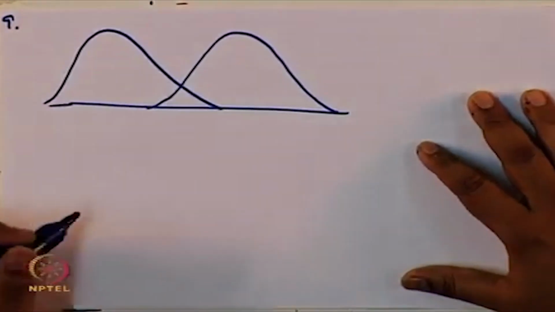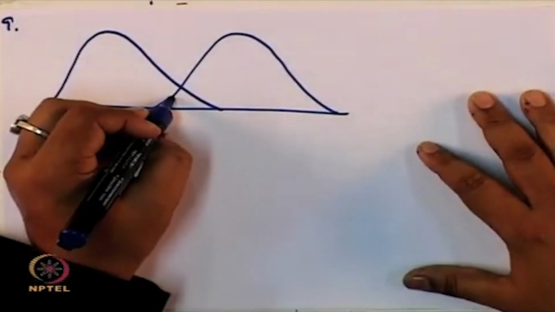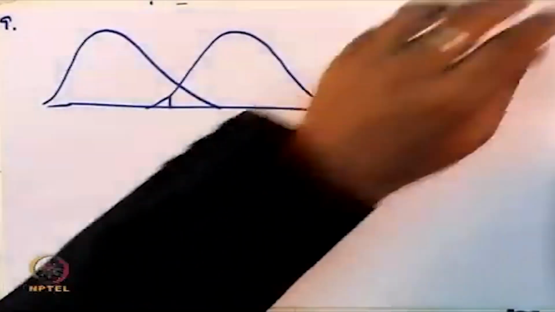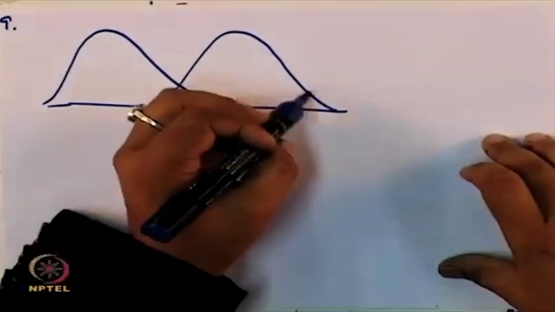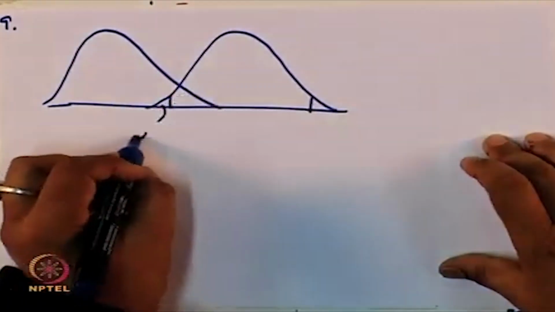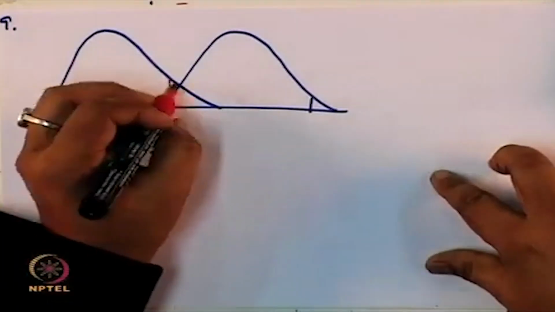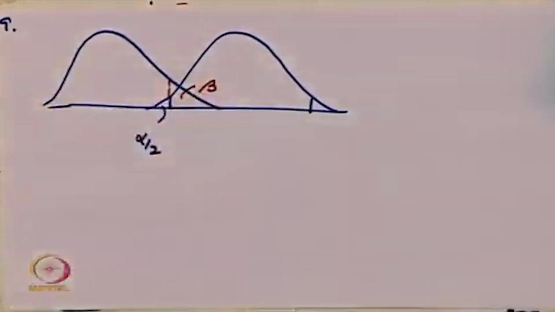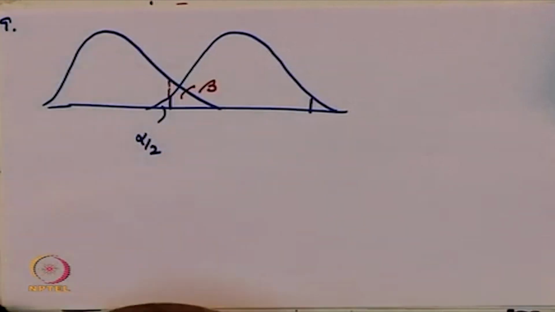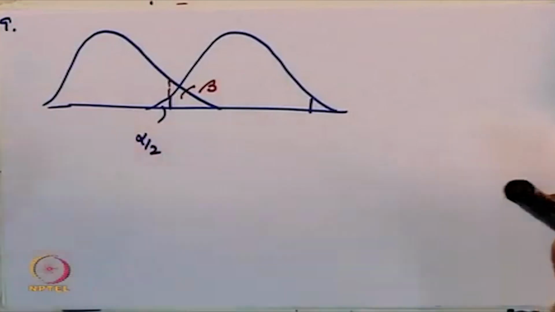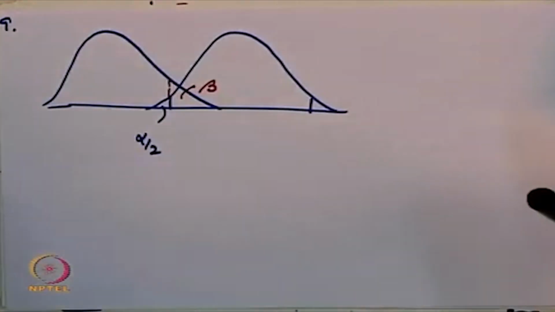Okay. Let me draw two curves. Let us say this is my alpha. This area is alpha by 2. I extend it, and this area is beta. What can I say about my choices of alpha and beta? Are alpha and beta linked by any choice?